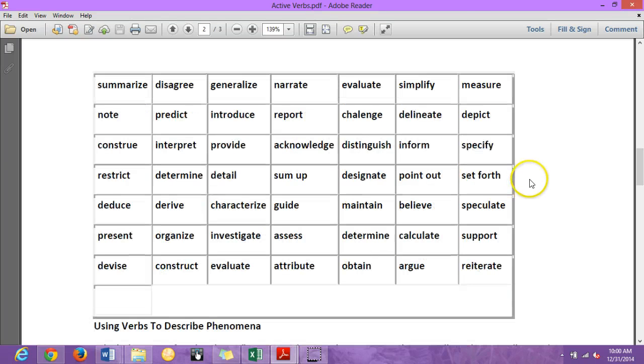You just have to be aware, be cognizant of what you are trying to say, and pick verbs that are very appropriate to the message you're trying to deliver.